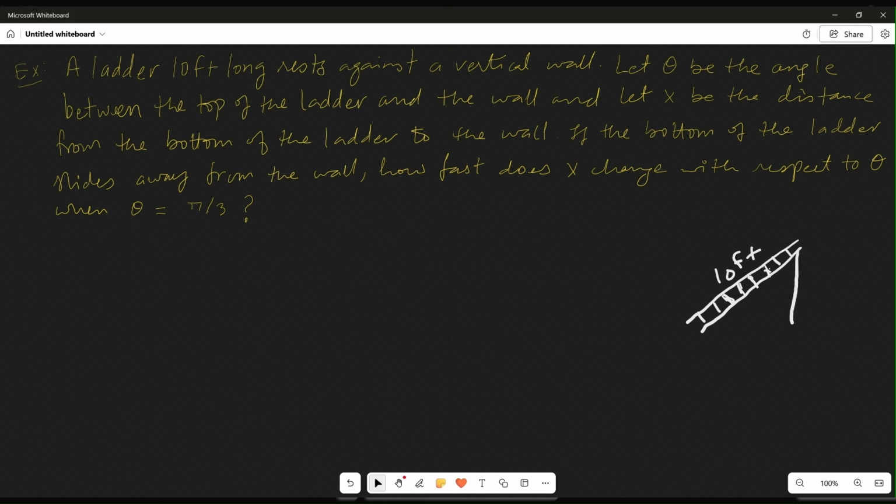Let theta be the angle between the top of the ladder and the wall. So that means theta is the angle. And let x be the distance from the bottom of the ladder to the wall. So everything is given clearly in this problem. And we are asked, if the bottom of the ladder slides away from the wall, how fast does x change with respect to theta when theta is equal to pi by 3?